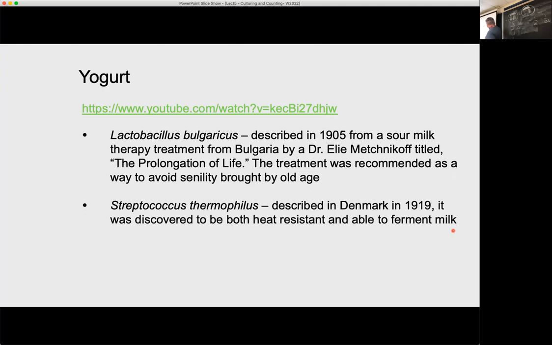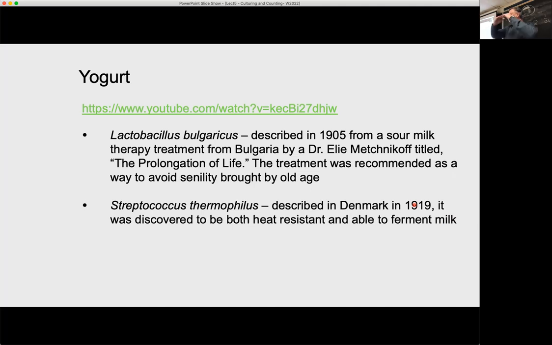Lactobacillus bulgaricus is an interesting one. It was obtained by Dr. Eli Metchnikoff. He came up with the idea, from Eastern Europe, from Bulgaria, that these people had a longer life, and you avoid senility by drinking this drink that's milk fermented with Lactobacillus bulgaricus. We have it as yogurt now. A whole line of probiotic research starts off with this guy, where in 1905 he describes this organism. There's also Streptococcus thermophilus, found in 1919 in Denmark, again in milk.